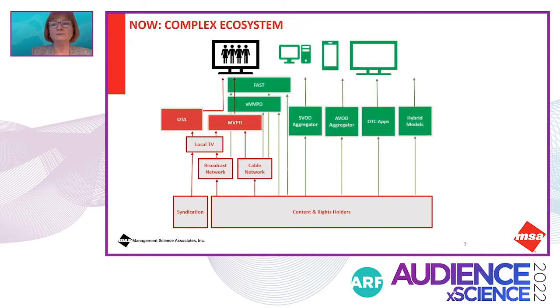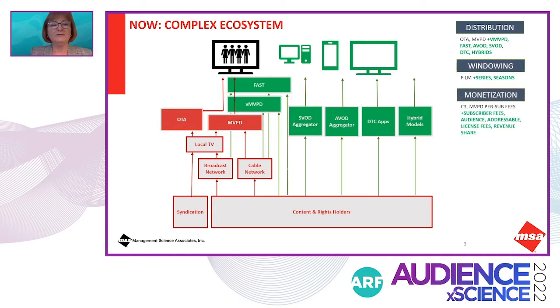choices for consumers. Decisions such as windowing were not all that complicated even 10 years ago, where film windows followed established patterns from theatrical to VOD to TV. Now the established patterns for films are gone, and we're adjusting windows for all of our IP, not just films. Monetization came in the form of C3 for advertising or per subscriber fees from the operators. Now we have direct subscriber fees, audience monetization, addressable monetization, license fees from distributors, and ad revenue share models.